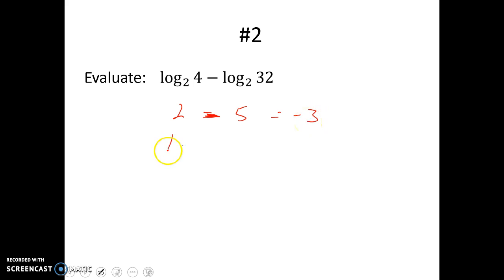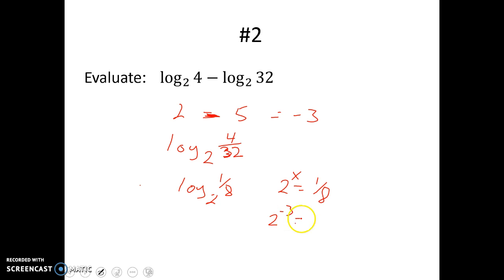Another way that we could have done that is to take the log base 2 of 4 over 32. So 4 over 32 reduces to 1 over 8. So we have the log base 2 of 1/8, which means 2 to what power gives us 1/8? Well, 2 to the third is 8, so 2 to the negative third is 1/8, which means that this has to be equal to negative 3. That's another way that we could figure out that this is equal to negative 3.